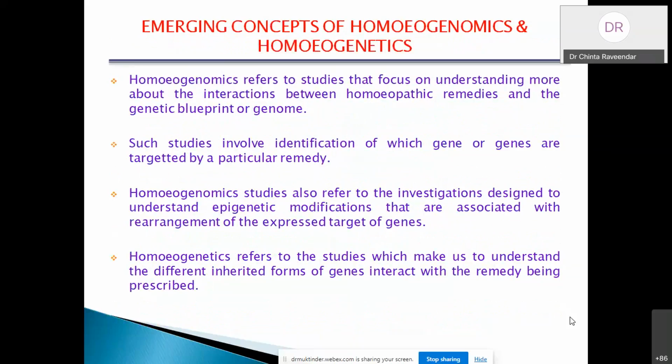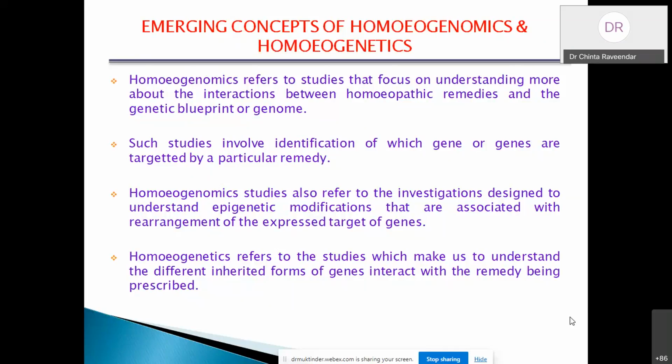And now, with this little background of the great research done by our colleague scientists of medical brotherhood like Alopus, as well as all other scientists, we can bring these two concepts into homeopathy: homoeogenomics and homoeogenetics. So let me share something about what homoeogenomics is. Homoeogenomics refers to the studies that focus on understanding the interactions between homeopathic remedies and the genetic blueprint of the genome, nothing but an individual constitution. Such studies involve identification of which gene or genes are targeted by a particular remedy.